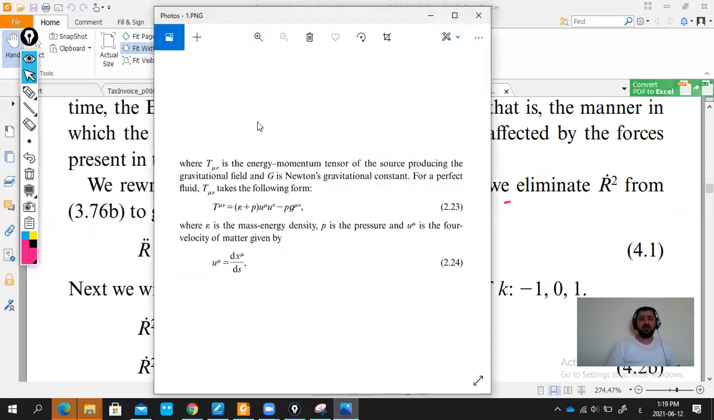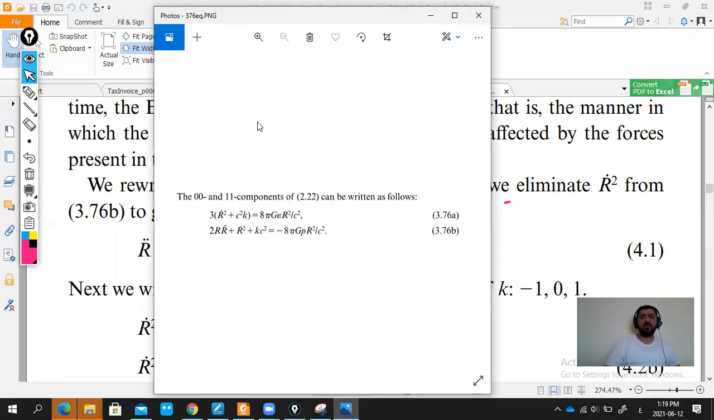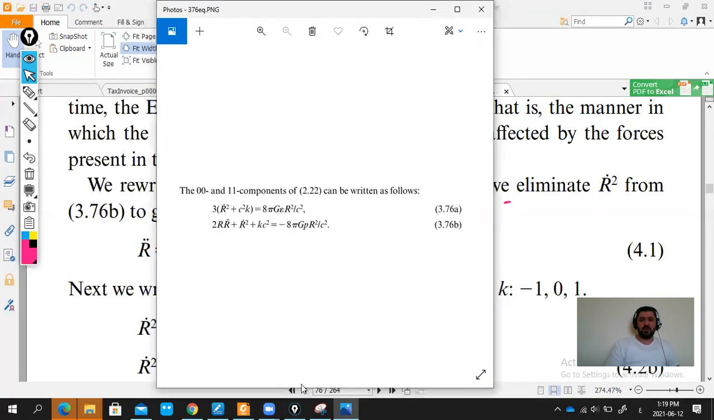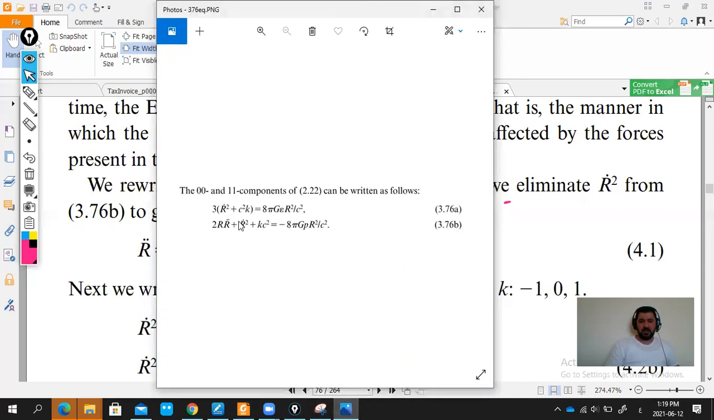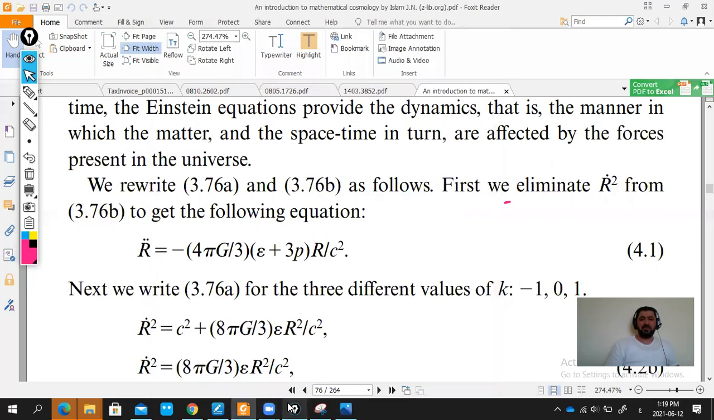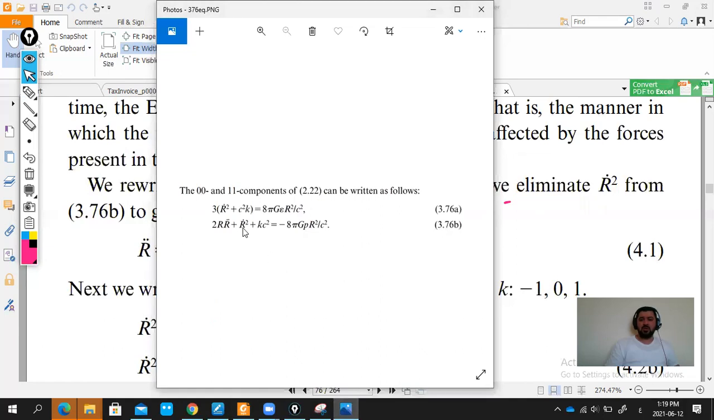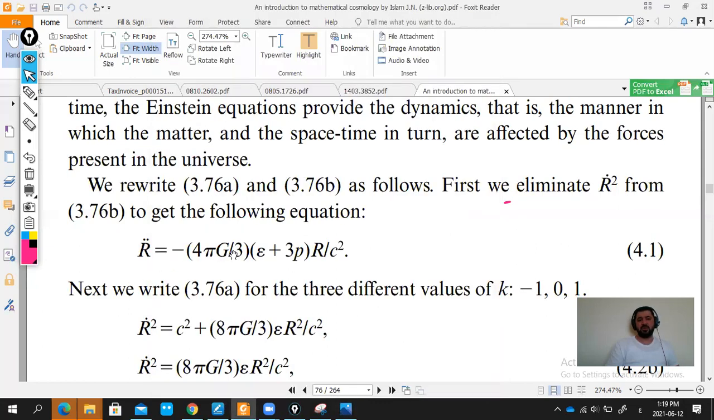So let's remember that these are the Friedmann equations. These are the two equations of them. We found them from the 0,0 and 1,1 components. Now here they suggest us to rewrite them in a different way. So let's see, here we have r double dot. By arranging the terms in a different way, eliminating r dot squared and substituting what r dot squared is from the first equation, we have this equation.